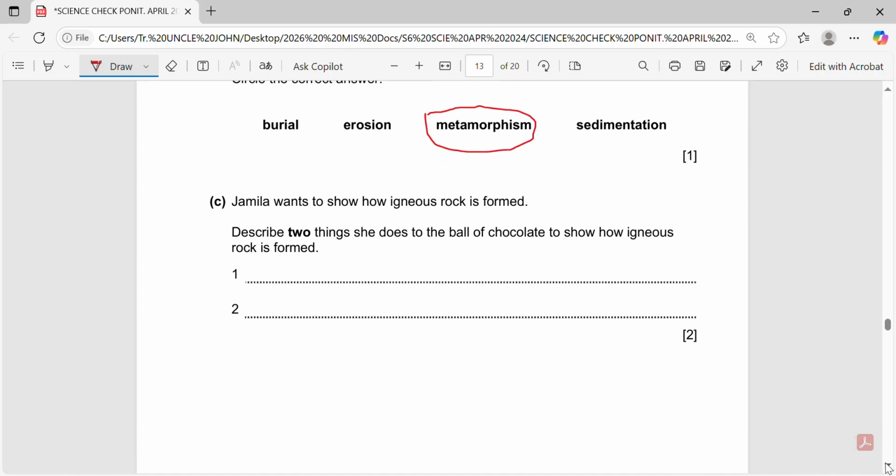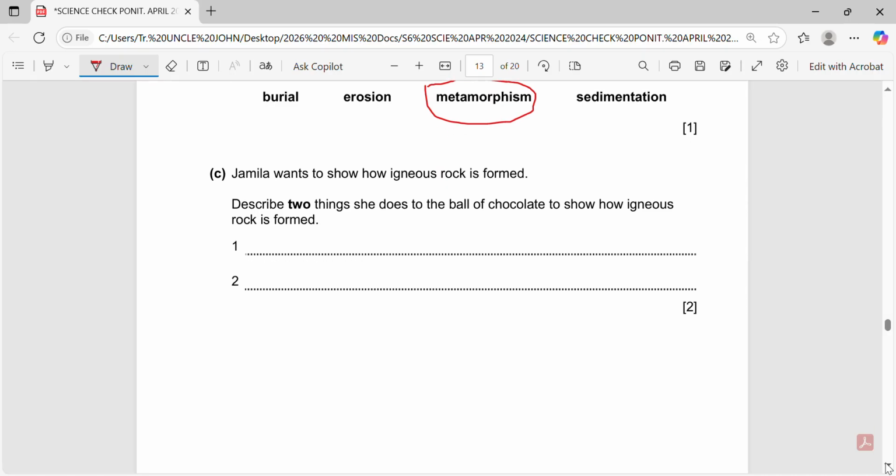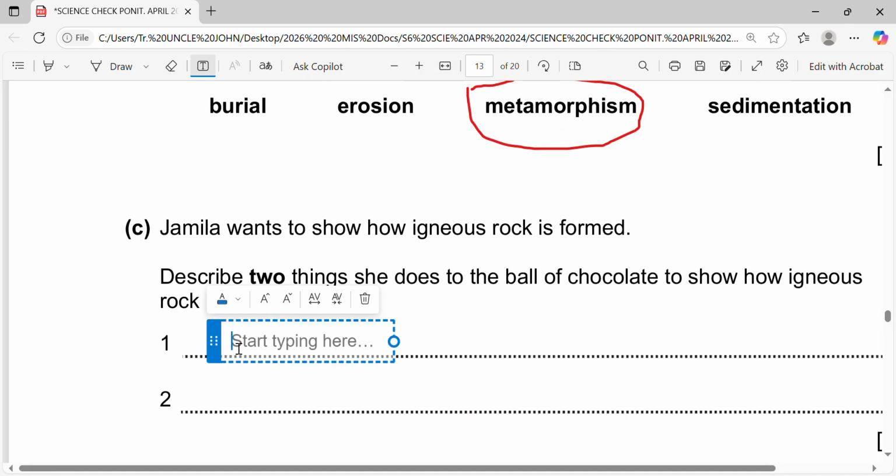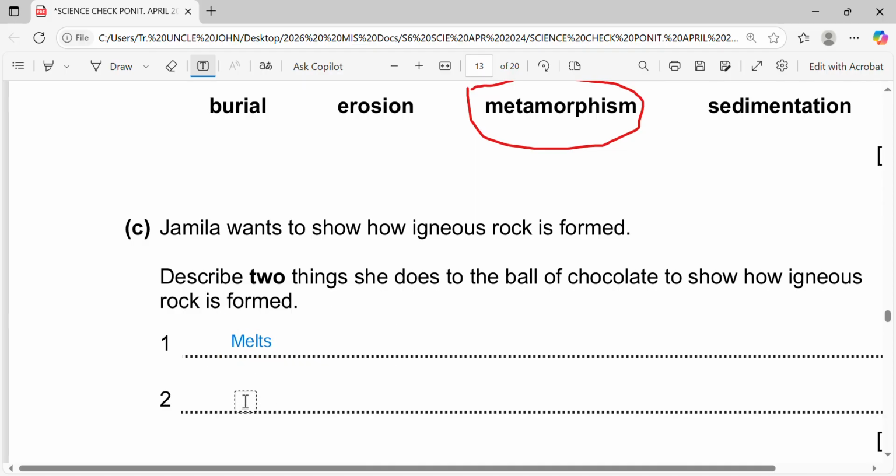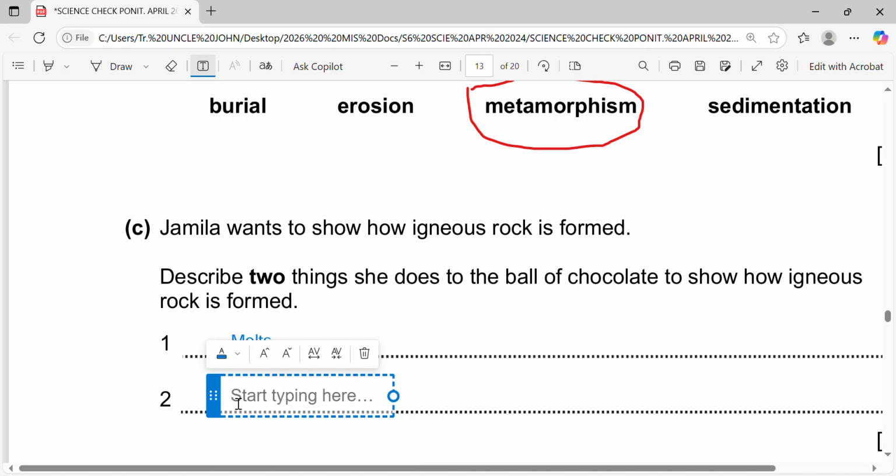C. Jamila wants to show how igneous rock is formed. Describe two things she does to the ball of chocolate to show how igneous rock is formed. The two ideas are number one, you can put melts. Then number two, you can put cools.